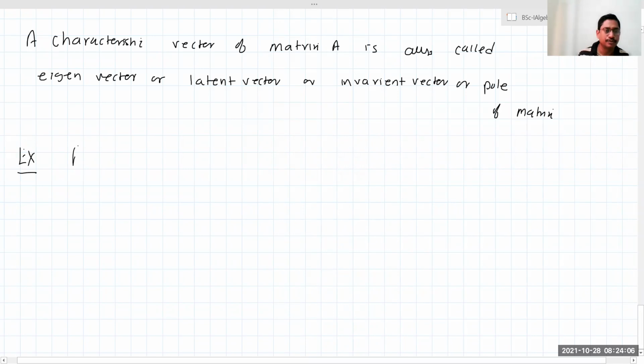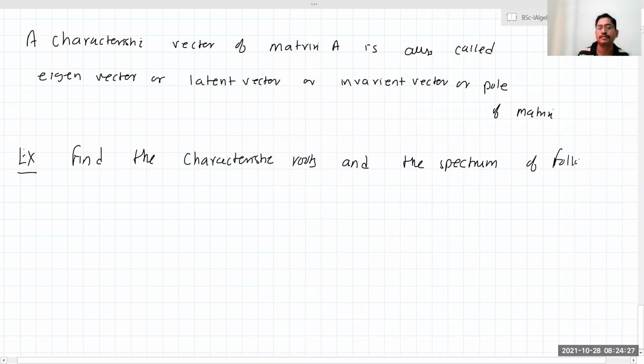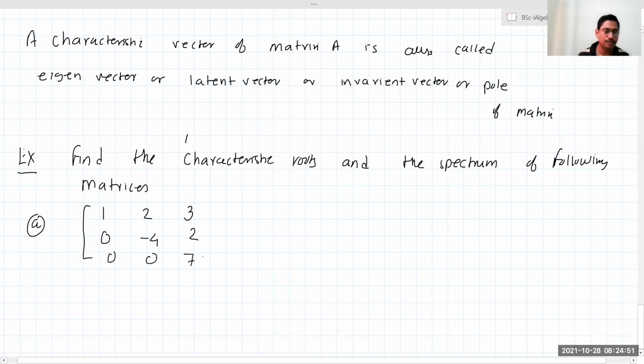Find the characteristic roots and the spectrum of the following matrices. The first matrix is 1, 2, 3; 0, minus 4, 2; 0, 0, 7. Okay, it is a triangular matrix, an upper triangular matrix.